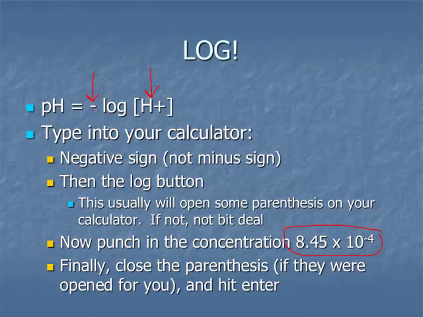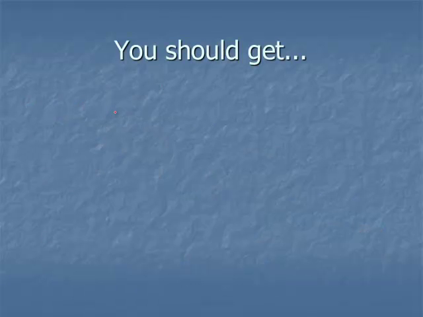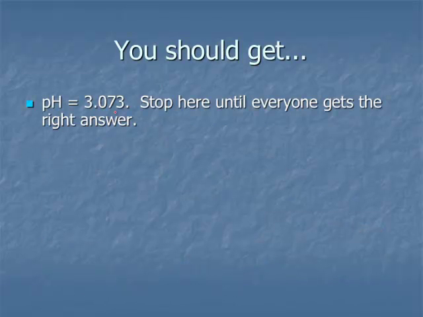So if that's the case, you're going to hit the negative sign, punch in this number, and then simply hit log. And when you do that, you'll get your answer. All right, so what should you get? You better get 3.073, and then make sure you have that right answer. If you cannot get the right answer, you need to ask for help, and I'll come around and help you right now. Just pause the video.